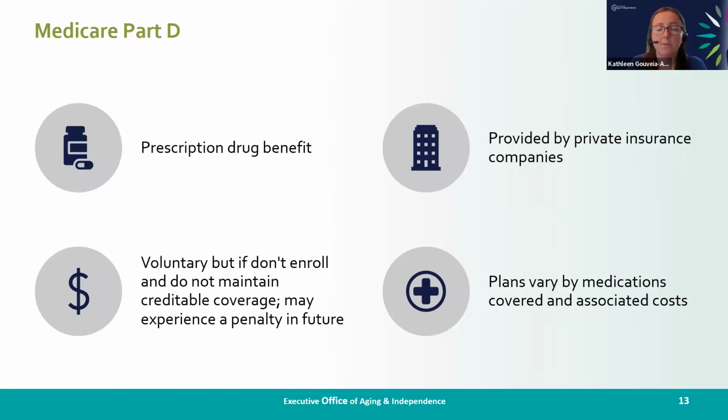Medicare Part D is the prescription drug benefit. It is provided by private insurance companies. It is voluntary, but if someone doesn't enroll and does not maintain creditable coverage elsewhere, they may experience a penalty in the future. Plans vary by medications covered and associated costs.